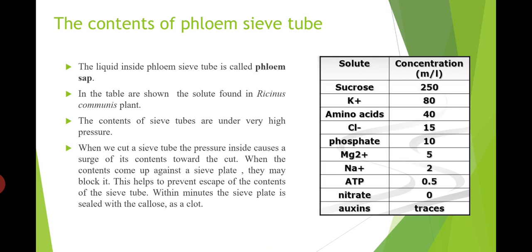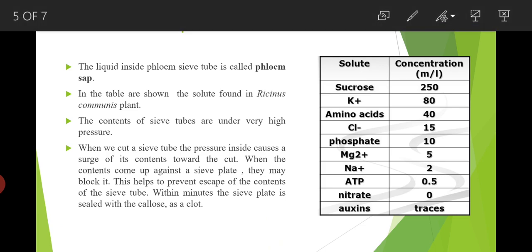Let's see what the phloem sieve tube contains. The liquid found inside the phloem sieve is called the phloem sap. Phloem sap is made up of different substances, such as sucrose, potassium, amino acids, phosphate, ATP, and auxins, which are hormones, etc. All these form what we know as phloem sap.